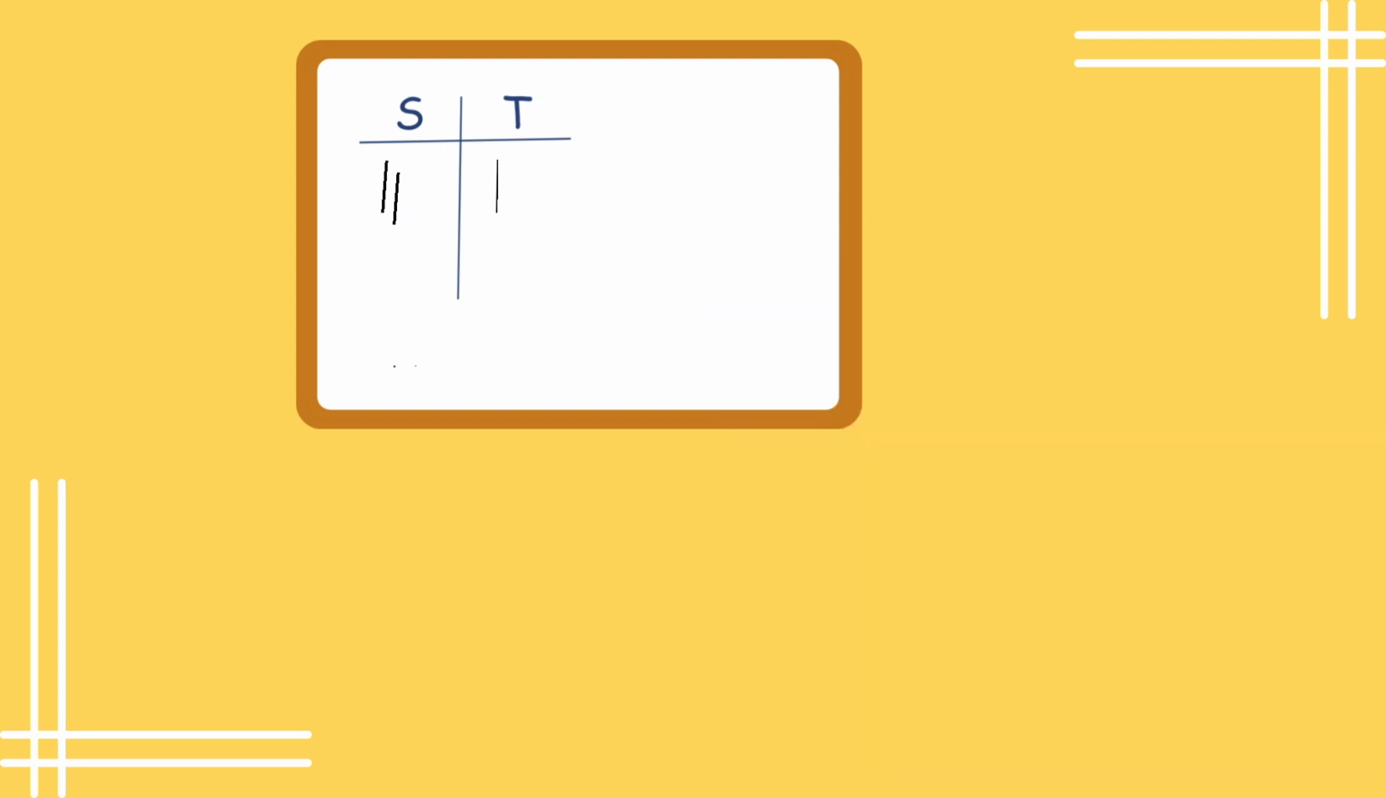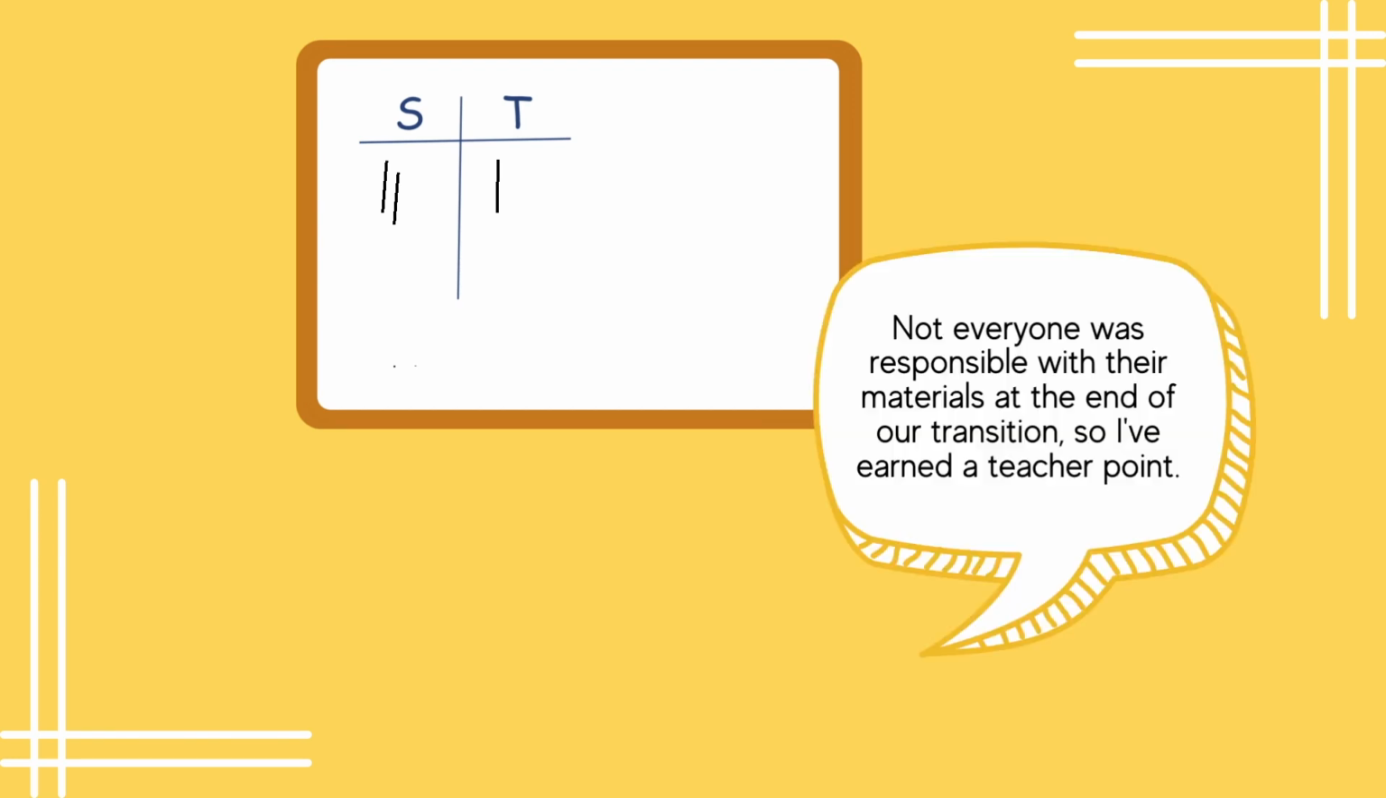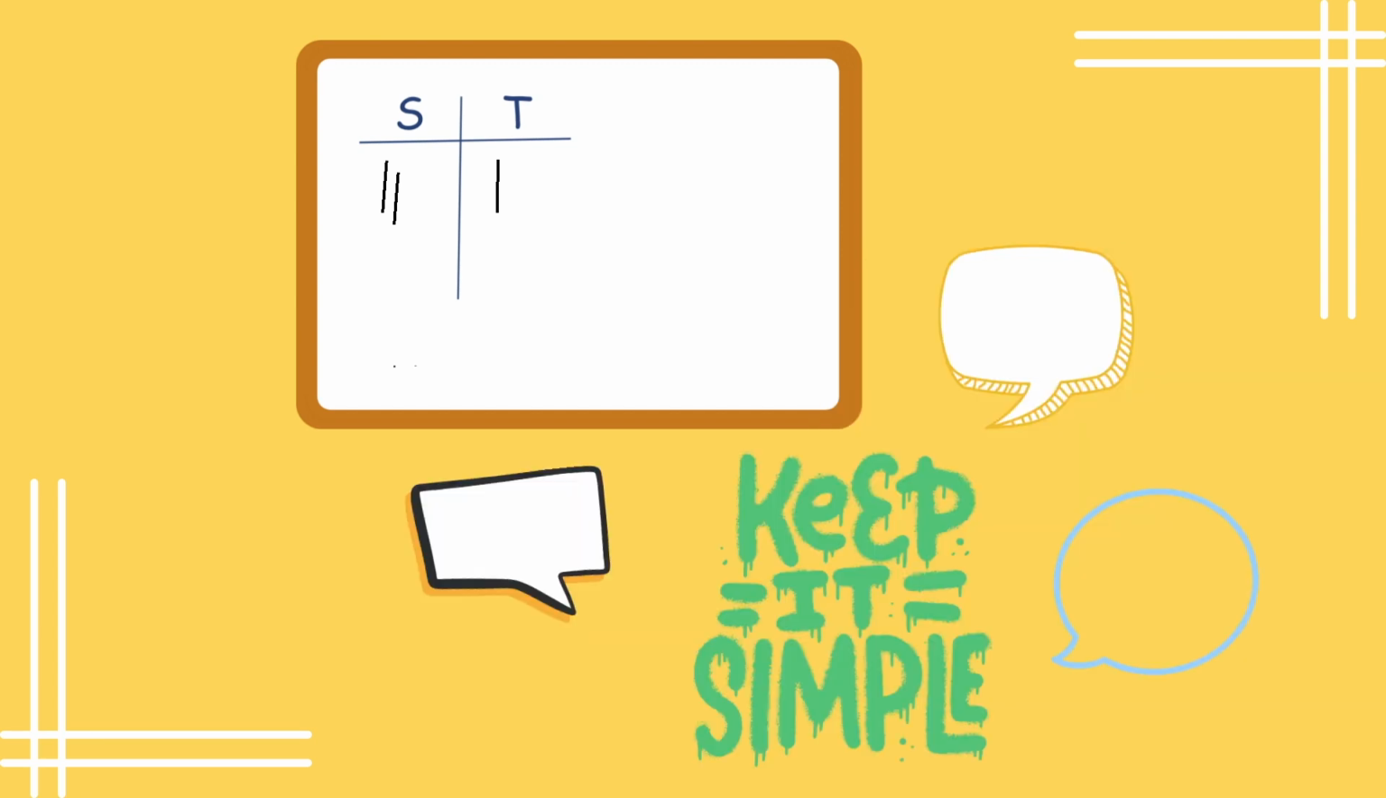If students do not follow expectations, usually after giving one reminder, add a tally to the teacher column. Give a short explanation of the reason for the teacher point. For instance, not everyone was responsible with their materials at the end of our transition, so I've earned a teacher point. Remember, keep your explanation simple and quick, and then move on.